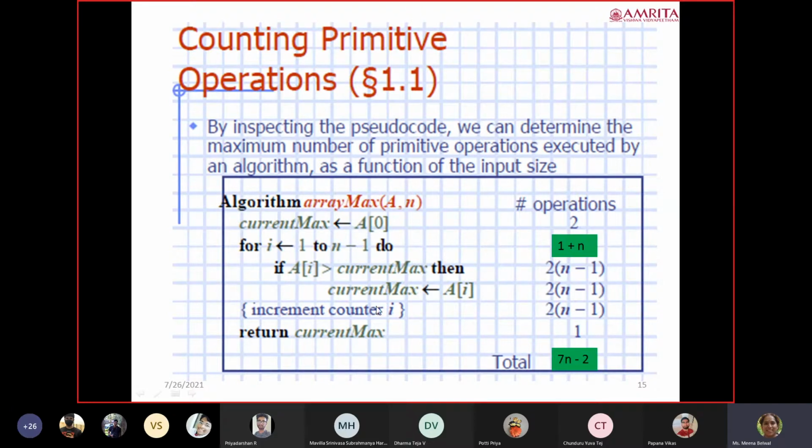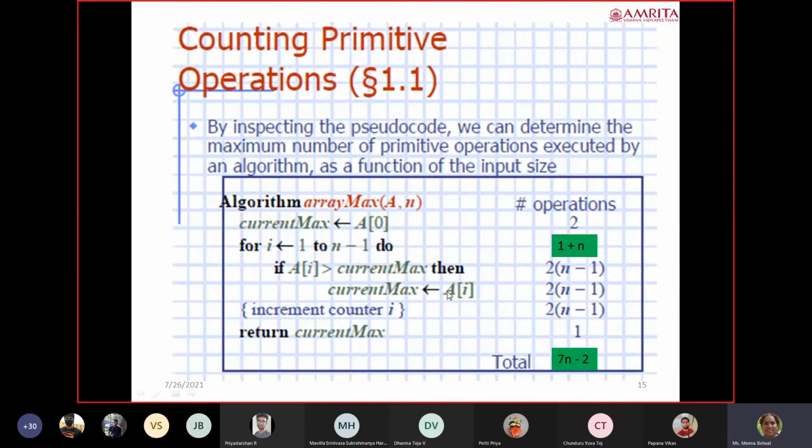And then every time i is incremented, that we have considered here. That's why we have just put it in the curly brace, but this is not part of the algorithm. When we say increment counter i is i equal to i plus 1, there are also two operations, right? And how many number of times will this happen? This will happen n minus 1 times. So like that, we had calculated the total number of operations. This is what we were doing in the last class.